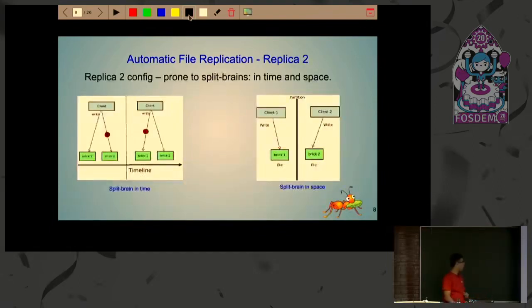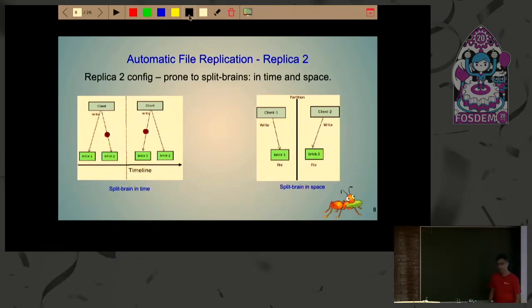The traditional way of replicating had been replica 2, but the problem, as you might already know, is that replica 2 is prone to split brains. There can be two types of split brains: in time and in space. Split brain in time is when a write from the same client succeeds on one brick and fails on the other, and the next write succeeds on the opposite brick. Here we have brick 1 success, brick 2 failure. Here the write on brick 1 failed and brick 2 succeeded.